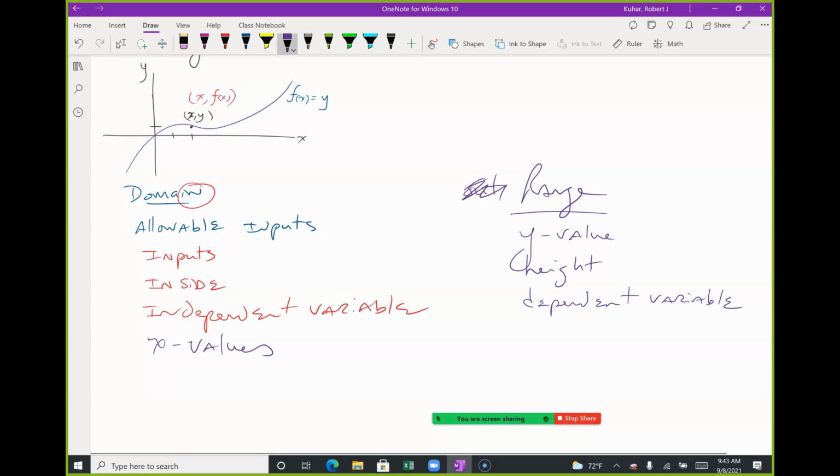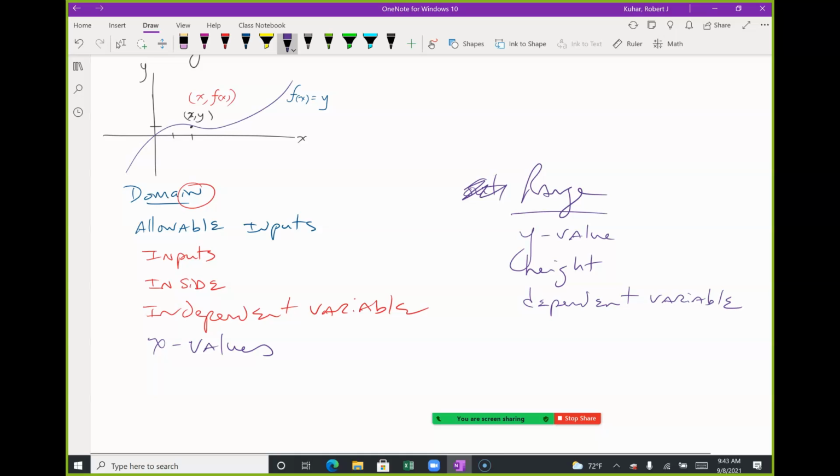I can put anything I want into the domain as long as it's allowable, but what comes out is out of my control, right? I'm allowed to put anything legal in. I can put paper clips in, but that's not going to work in the soda machine. And then what comes out, I have no control of. It's already predetermined, right?